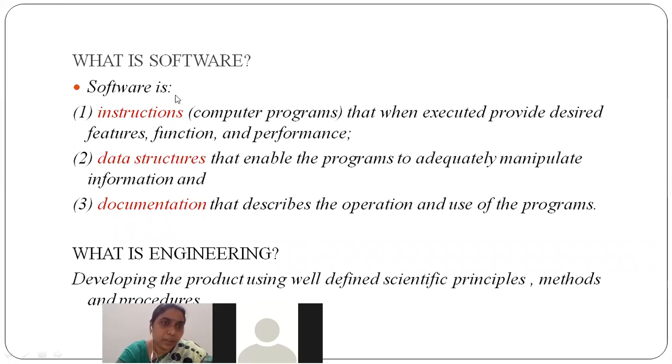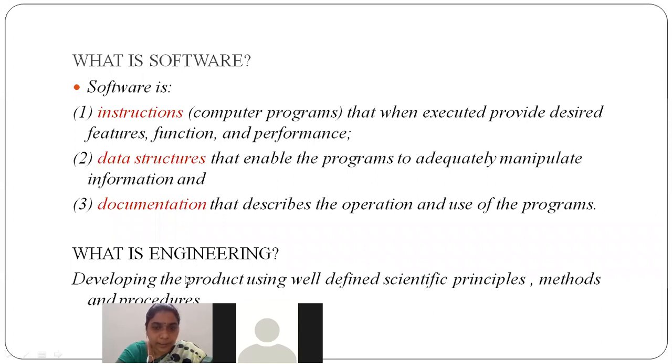So generally what you people say is software is nothing but a group of programs. It is an informal definition. But the formal definition is that software should be a group of instructions performing a task, the group of data structures, and the documentation part. Together only you call it software.